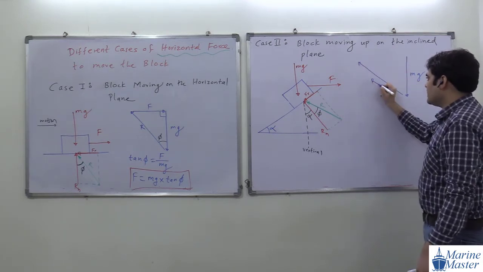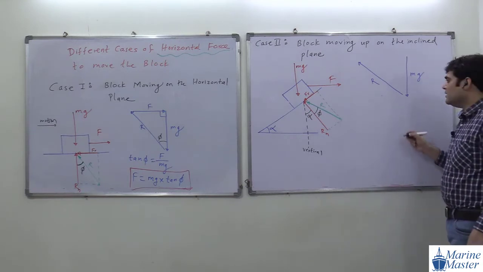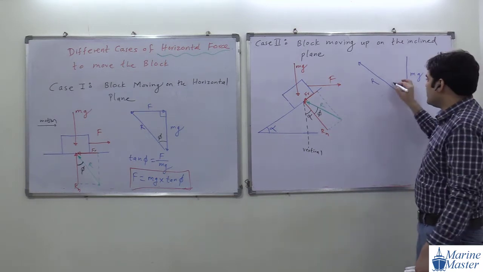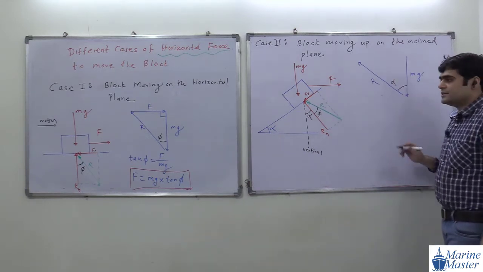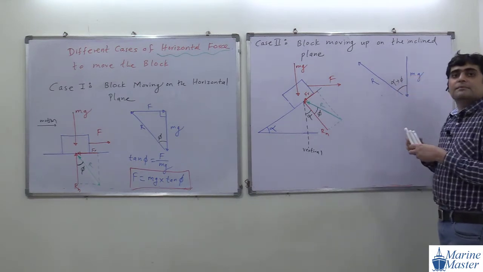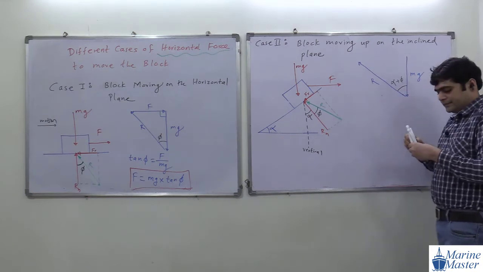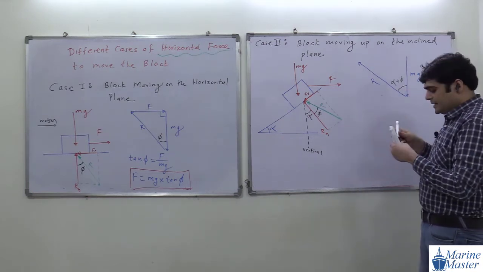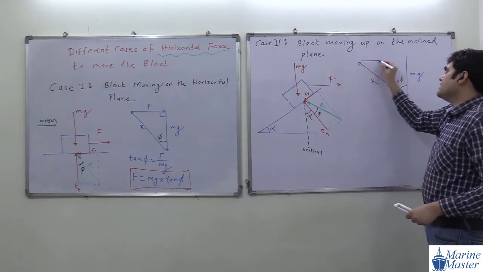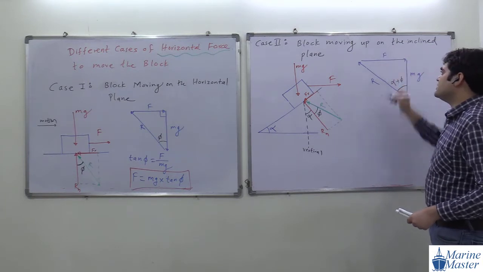So this is our R, and the angle between R and mg, where mg means vertical, is alpha plus phi. Then what will be our closing side? The closing side will be F. Okay, good.